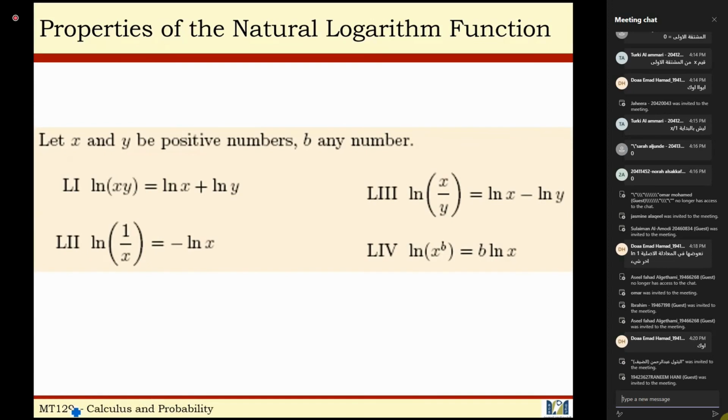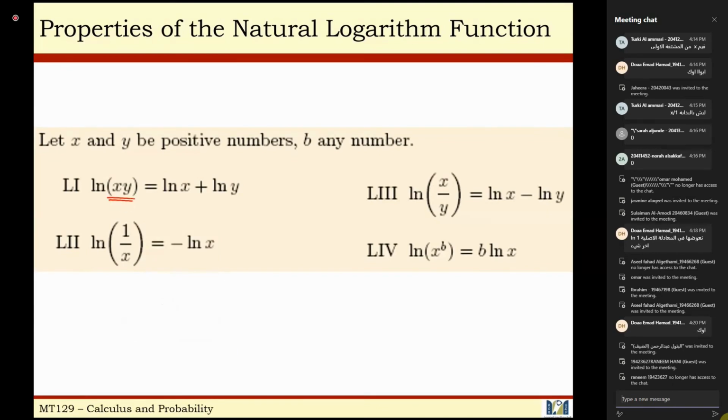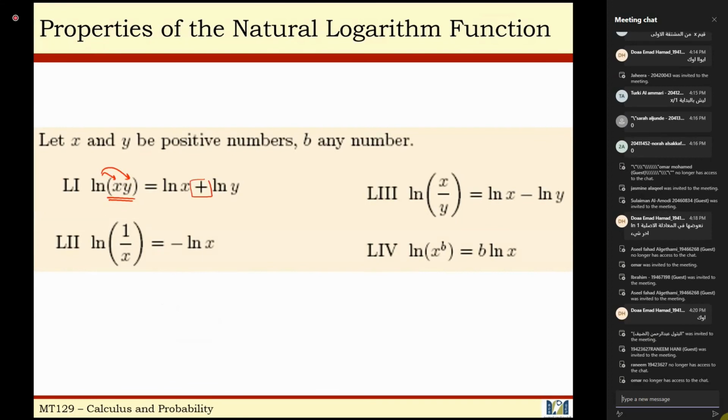If we have inside the ln a product of two functions or two brackets or two variables like x and y, we can distribute the ln on x and on y, but put an addition between them. If we have a division, we can distribute the ln on the numerator and denominator, but put a subtraction between them.